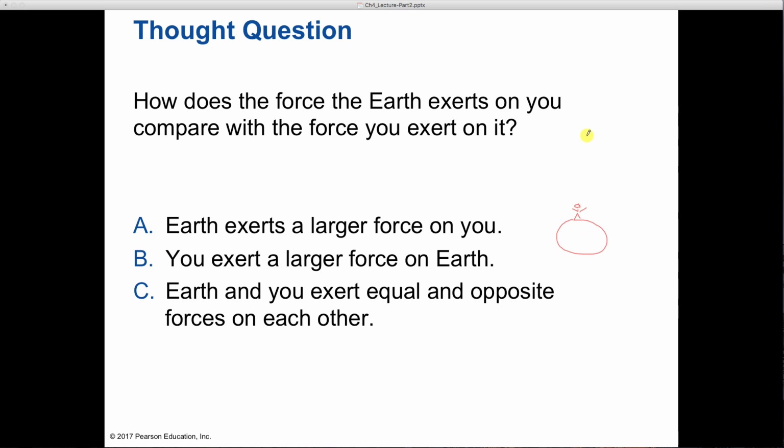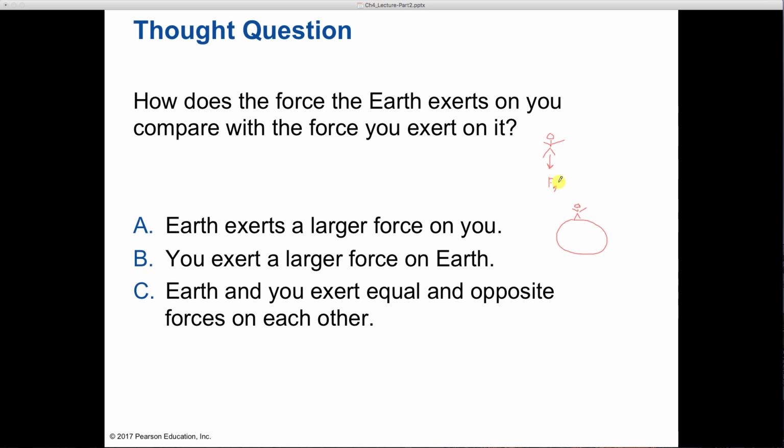What we can often do is draw a little diagram of just you all by yourself, so we don't confuse all these different diagrams. So here's you all by yourself. Pulling down on you is a gravitational force. Earth's gravity is pulling down on you. And we often call that force your weight.